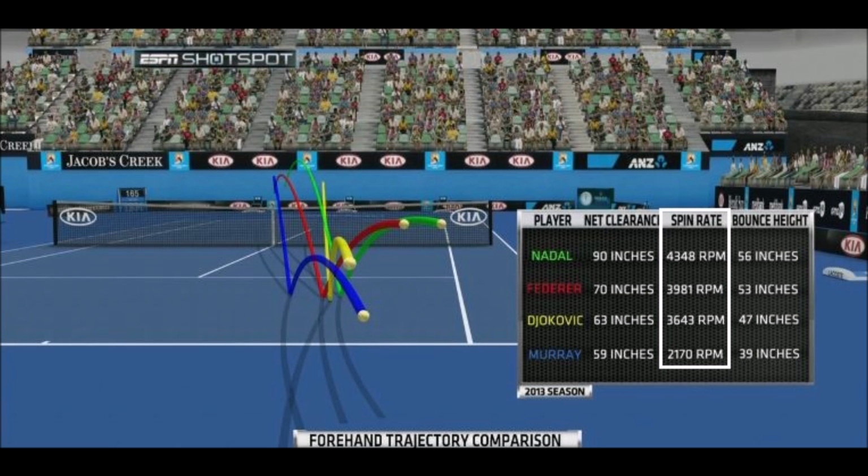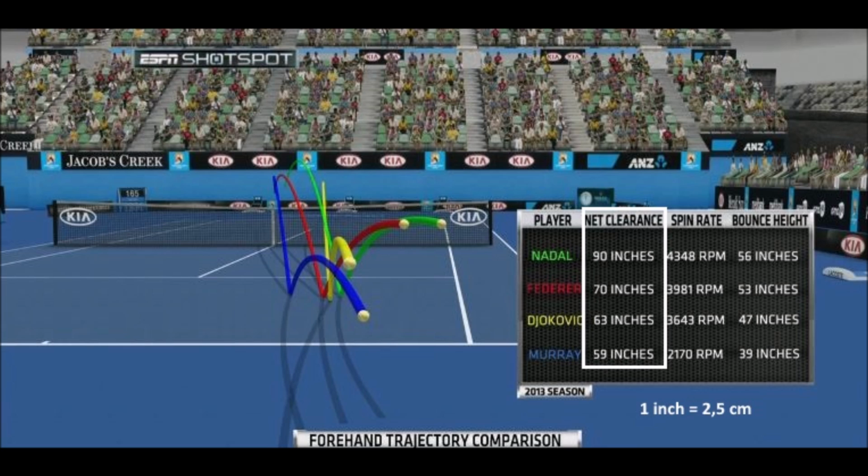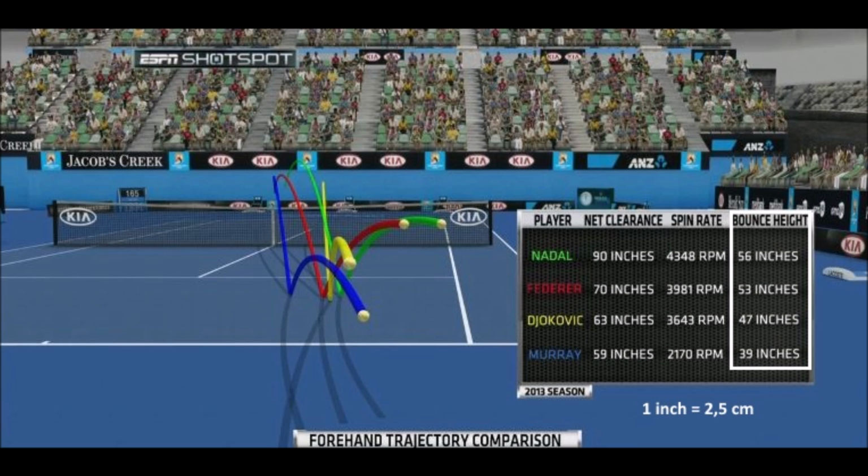Here you can see the average spin rates of top players in the year 2013. And here the average net clearance in the same year. And here the average bounce height of their forehand shots. Those numbers perfectly indicate what heaviness means.